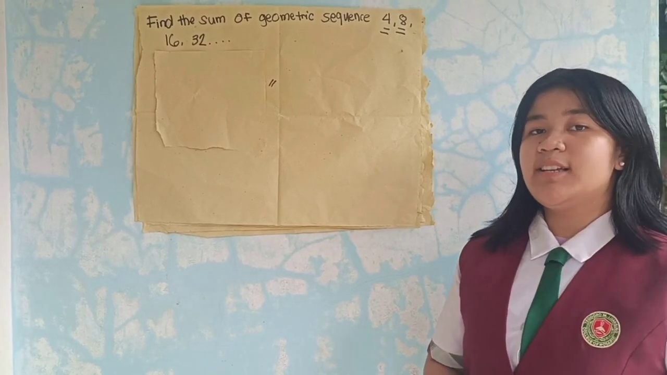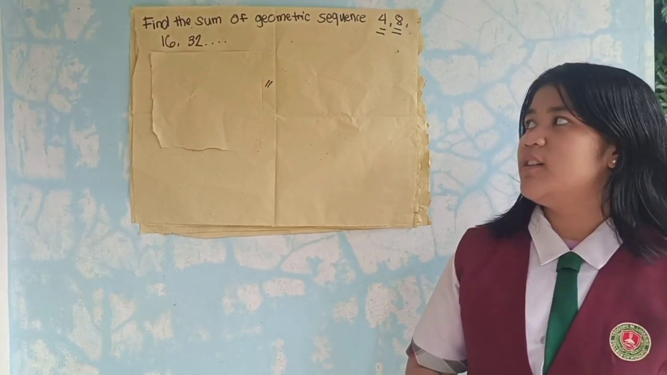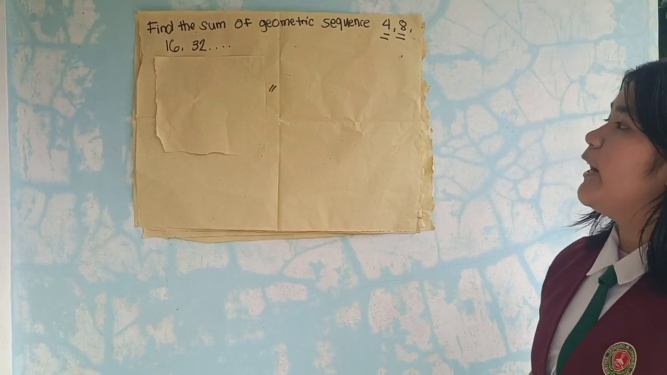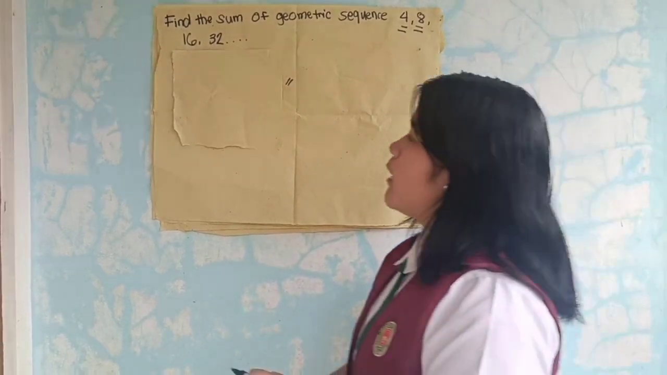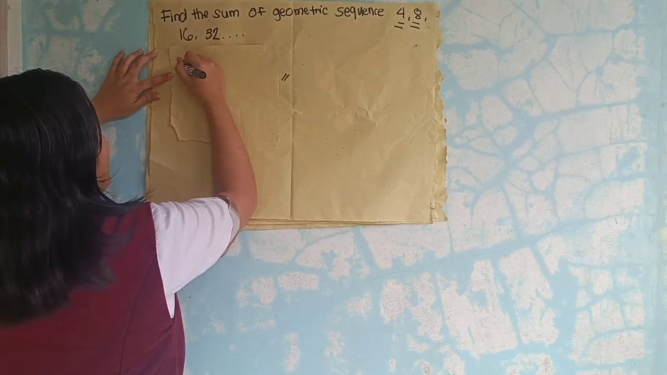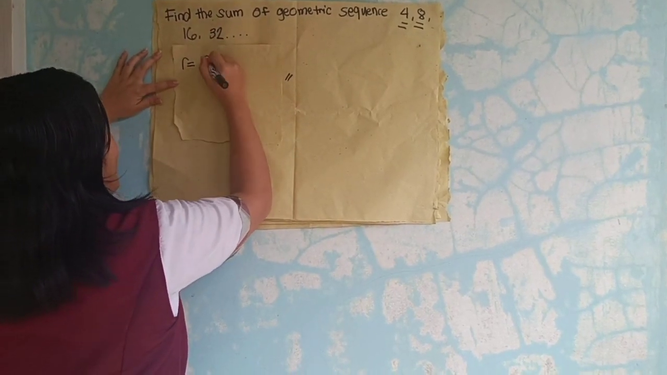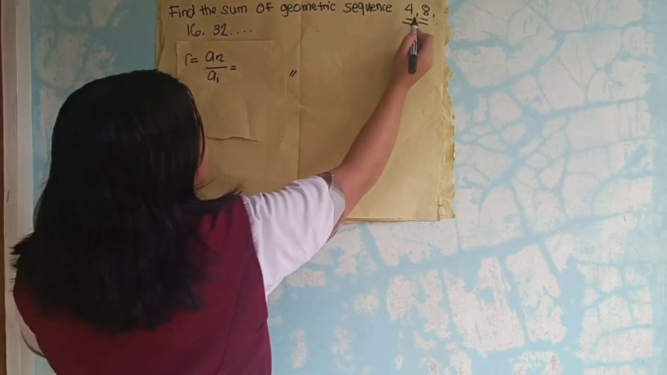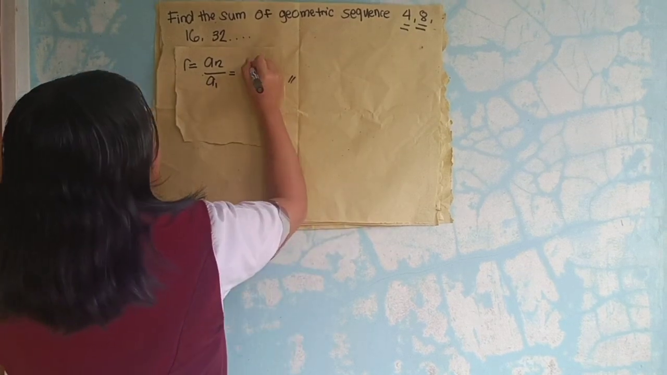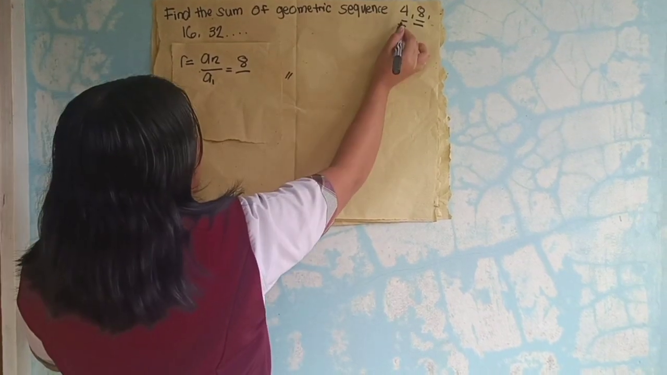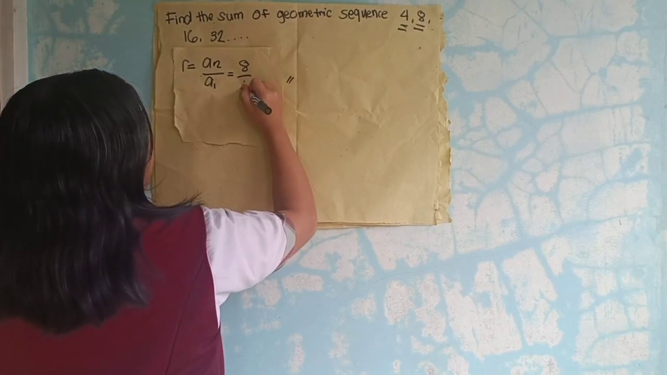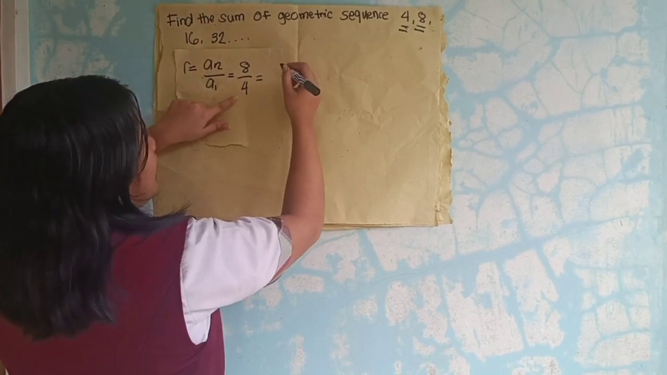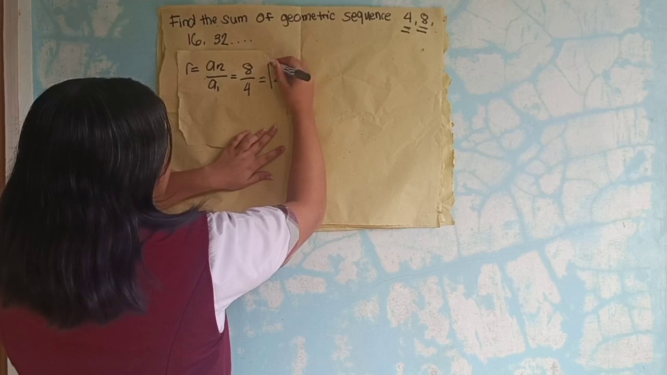So here's the first example of geometric sequence and series. Let's find the sum of the geometric sequence 4, 8, 16, and 32. The first thing we need to do is find the common ratio, which is a sub 2 over a sub 1. So we transpose it to 8 over 4, since a sub 1 is 4. When we divide these two, the answer is 2. So, yan.